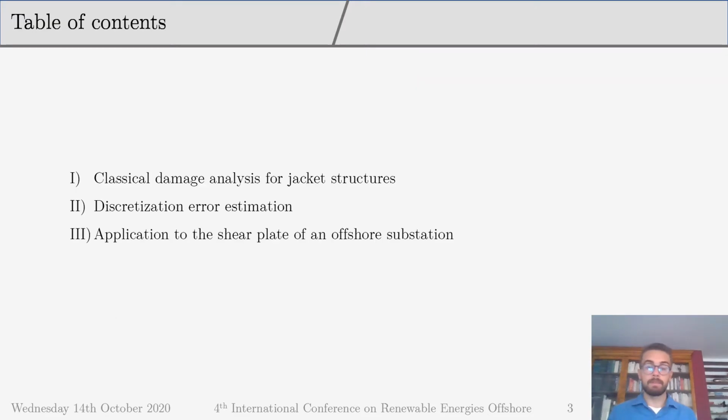So about the presentation of today, I will start with classical damage analysis for jacket structure, then I will move on to discretization error estimation and the method we've developed, and finally I will apply this method to the shear plate of an offshore substation.